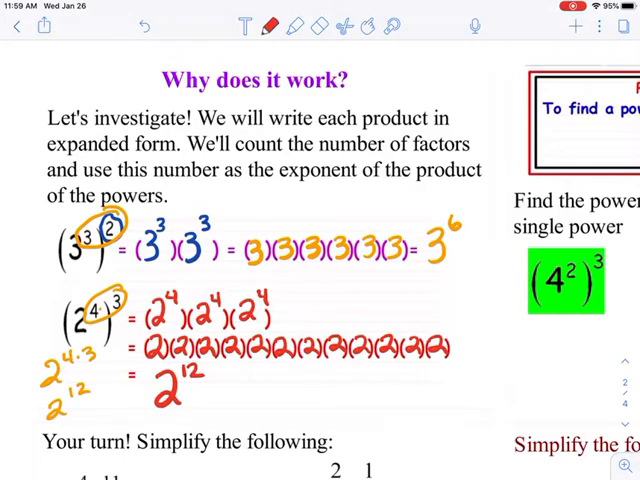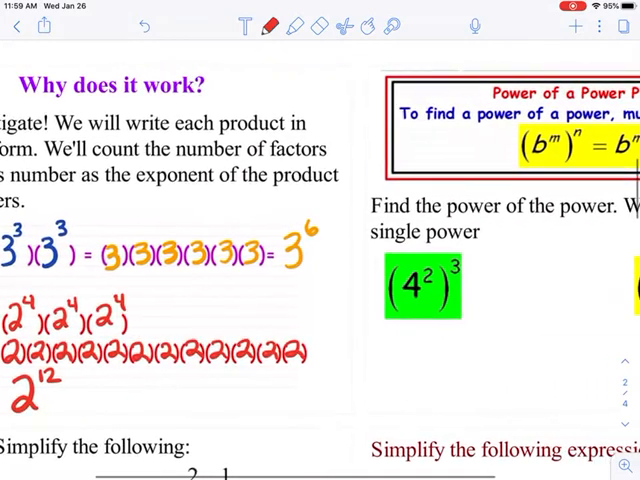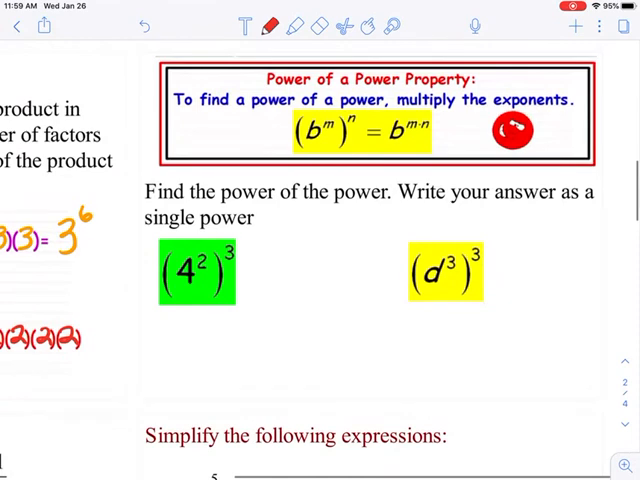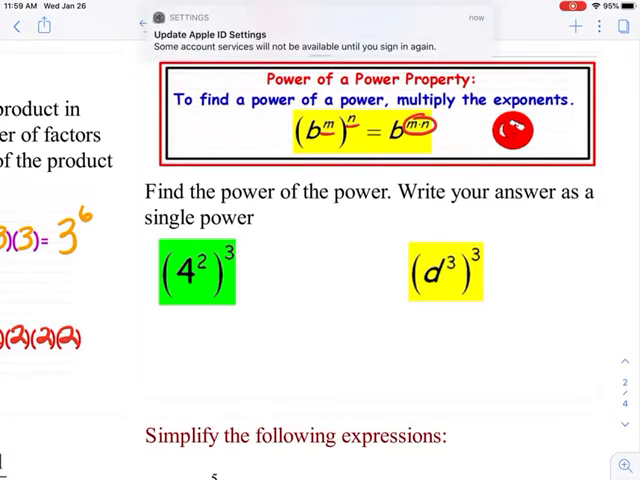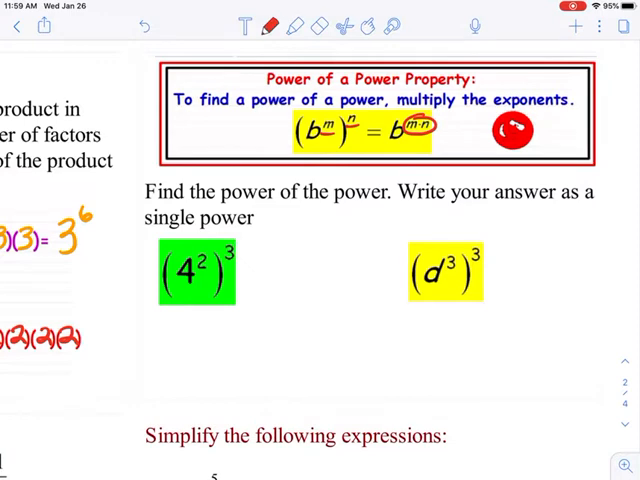So our rule for today that we're adding to our list of rules is that whenever we raise a power to a power, power to power, we just go ahead and multiply those exponents. So let's do a couple examples here. If I have 4 to the second raised to the third power, that's power to power, I have to multiply those exponents. So that's 4 to the 2 times 3, which would give me 4 to the 6th power.